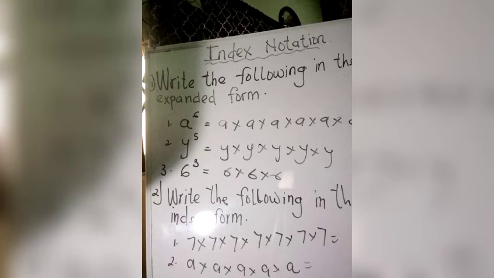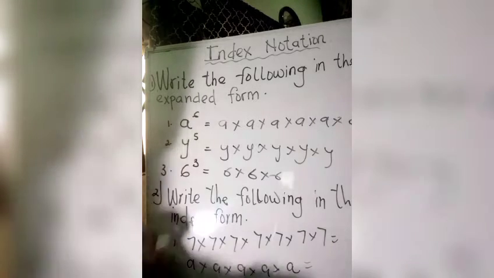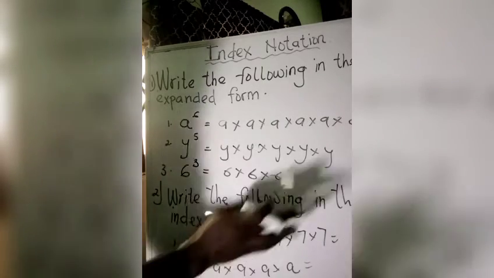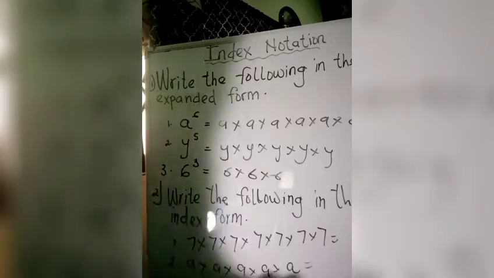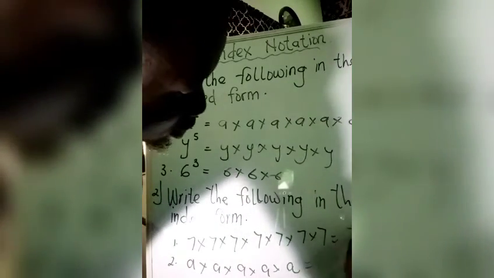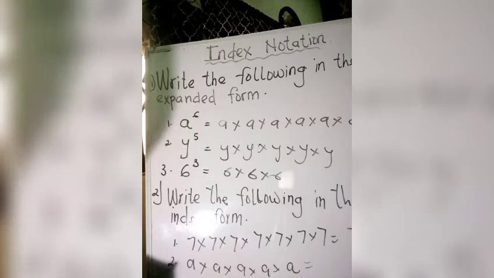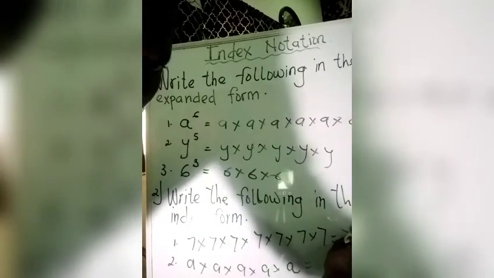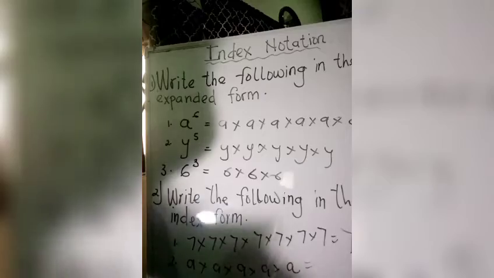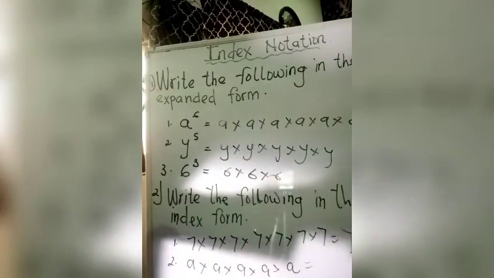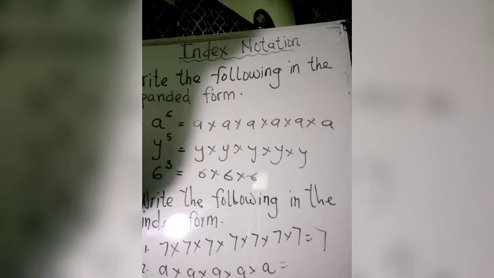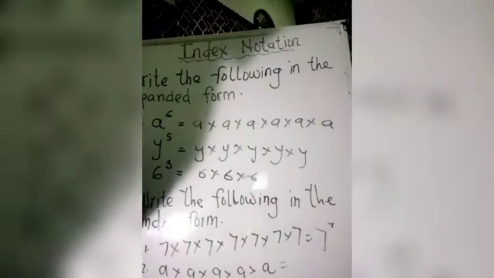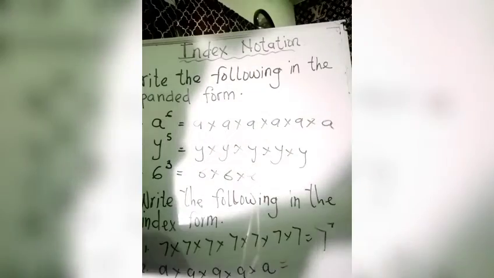It says write the following in the index form. It means that this has already been expanded, so simply write it in the index form. When we have 7 multiplying itself, you just write the 7 as the base. Okay, I think the camera cannot see that direction. Then you count the number of times the 7 multiplied itself. So 1, 2, 3, 4, 5, 6, 7. So it's going to be 7 exponent 7. And a exponent, okay, so 4.